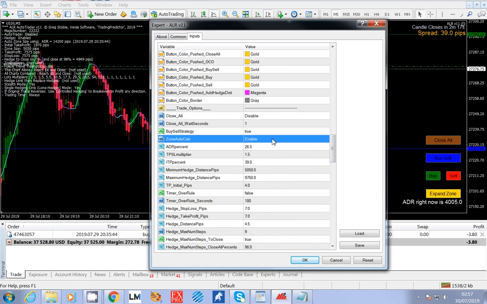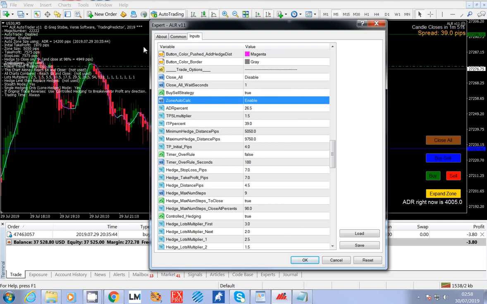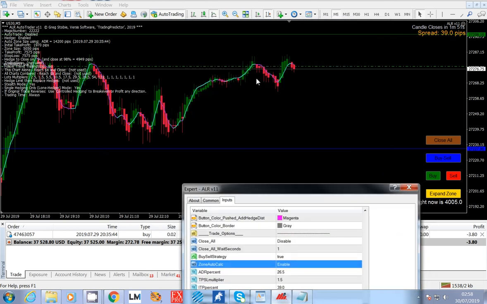Next one. Here we go. Zone Auto Calc. This feature enables the ALR to automatically calculate the size of the zone that is best for the time of day you're trading, the current situation, the size of the market, the market conditions. So just leave this enabled and it will do it all for you, and make sure your zone size, which is between the dotted line here and blue, that's your zone size. You see it here, dotted green line, blue line, that's your zone size.